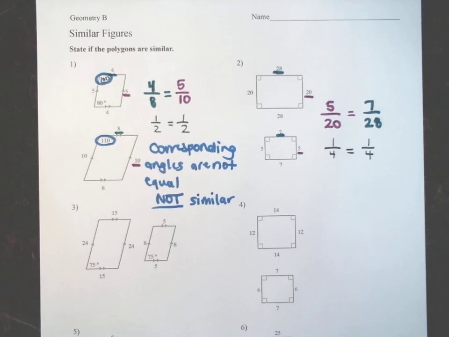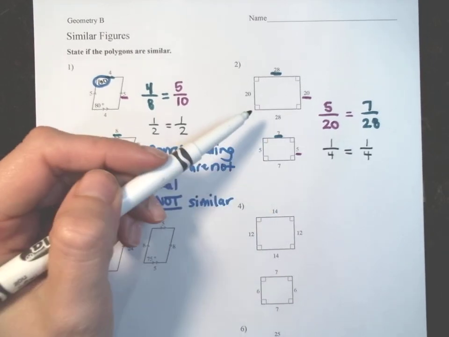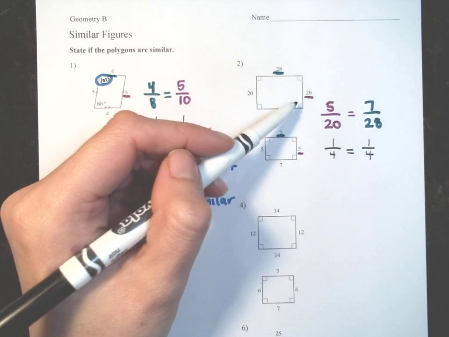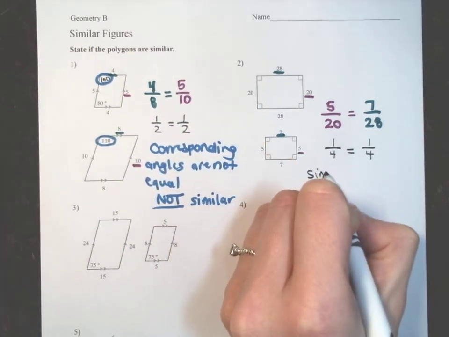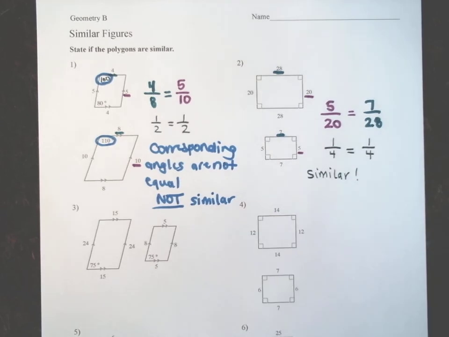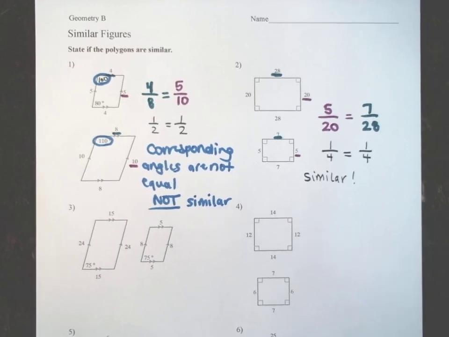And last, we have to check, are the corresponding angles equal? Yes, all of them are right angles, which means yes, these are similar. Okay, so go ahead, go through that checklist that we copied down in your notes and determine if the figures on the rest of the assignment are similar or are not similar.